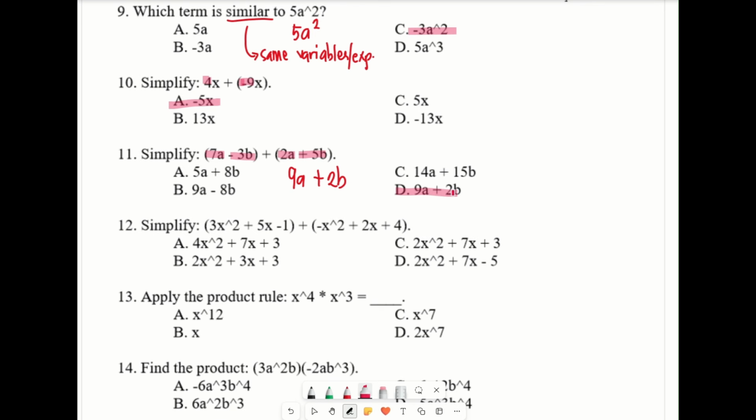Next, number 12, simplify 3x squared plus 5x minus 1 plus negative x squared plus 2x plus 4. So we got 3x squared plus negative x squared, we got 2x squared. We got 5x plus 2x, that will be 7x. Then negative 1 plus 4, that will be positive 3. Okay, so for number 12, we'll have letter C. Next, 13, apply the product rule, x to the 4 times x cubed. Okay, so for our product rule, add the exponent.